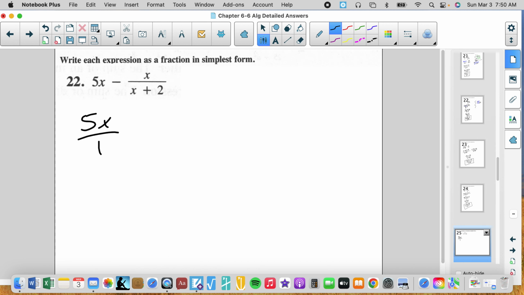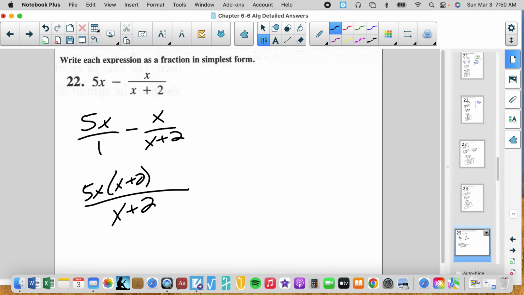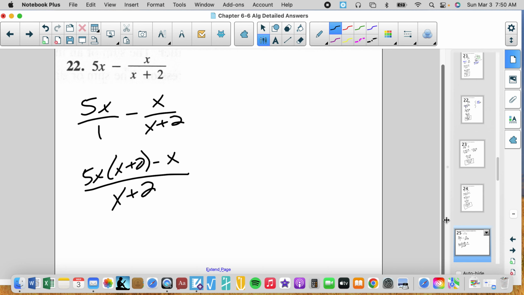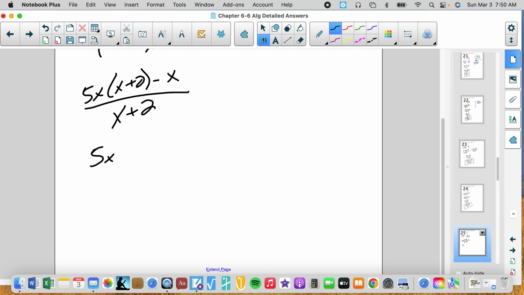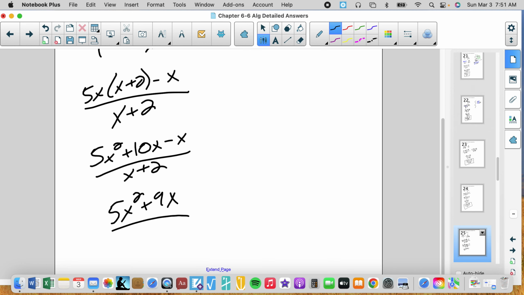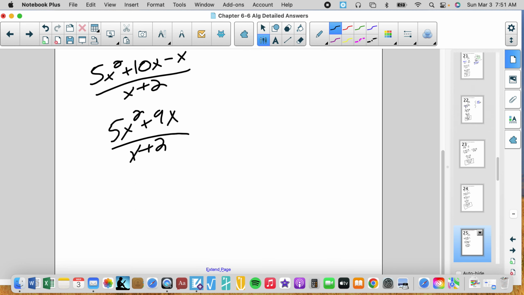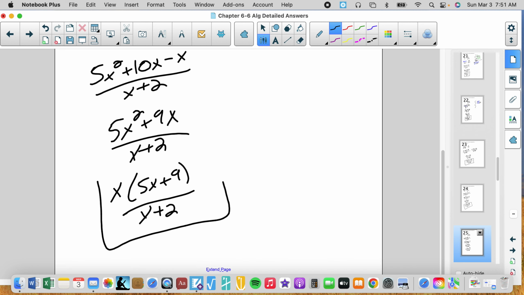5x over 1 minus x over x plus 2. Common denominator is going to be x plus 2, so we have 5x times x plus 2 minus x. 5x squared plus 10x minus x over x plus 2. 5x squared plus 9x over x plus 2. Factor out an x. 5x plus 9 over x plus 2.